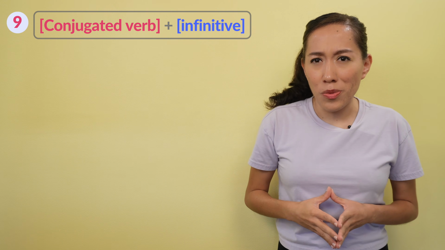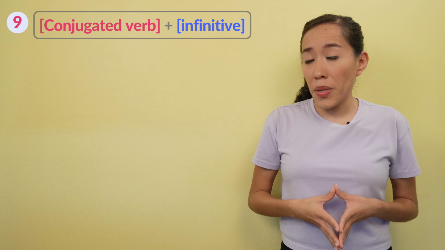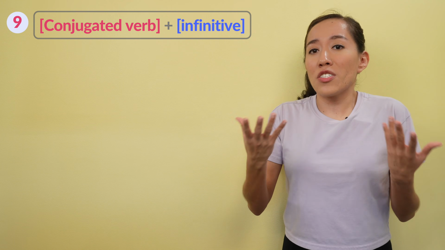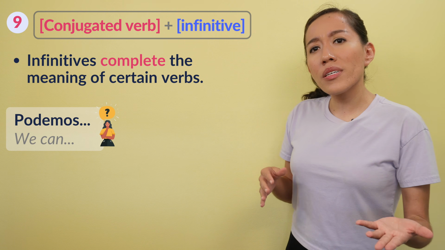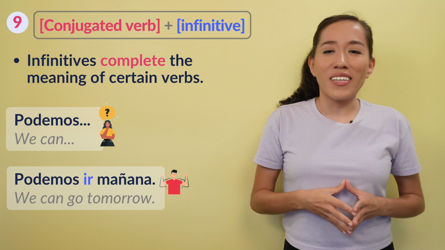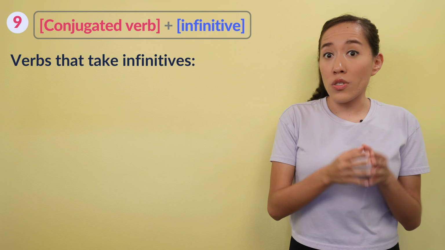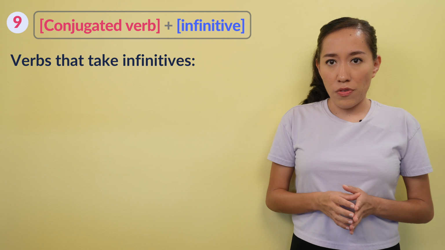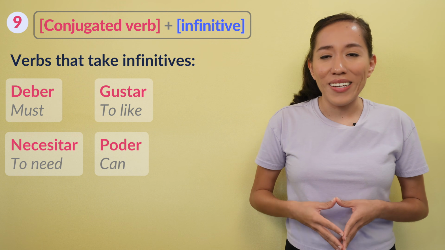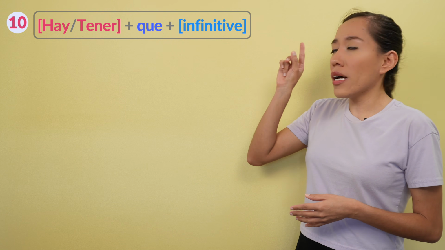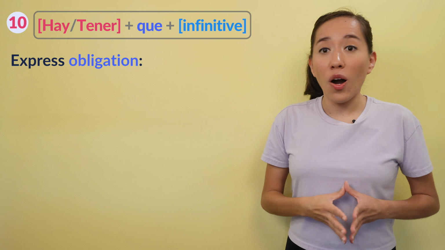This is our next formula, and we are going to use it because in Spanish, just like in English, we have some verbs that need an infinitive verb to have a complete meaning. Podemos ir mañana. Ejemplos de verbos en español que trabajan con infinitivos son deber, gustar, necesitar, poder, querer y saber. A key Spanish formula that also involves infinitive verbs es la fórmula número 10. La fórmula número 10 expresa obligación.